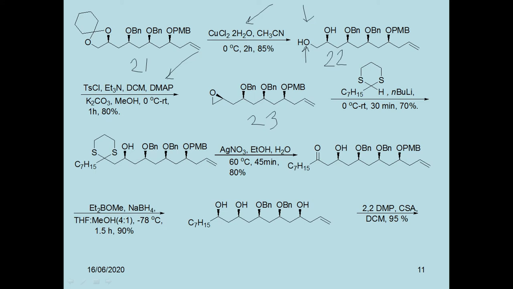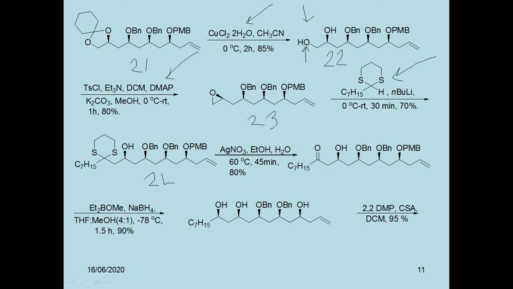Then first we are generating the anion with butyl lithium and this thiol compound. First we are treating the thiol compound with butyl lithium, and the anion is generated at zero degrees. After generation of the anion, you have to add compound 23. Then the reaction takes place and you are getting compound 24.